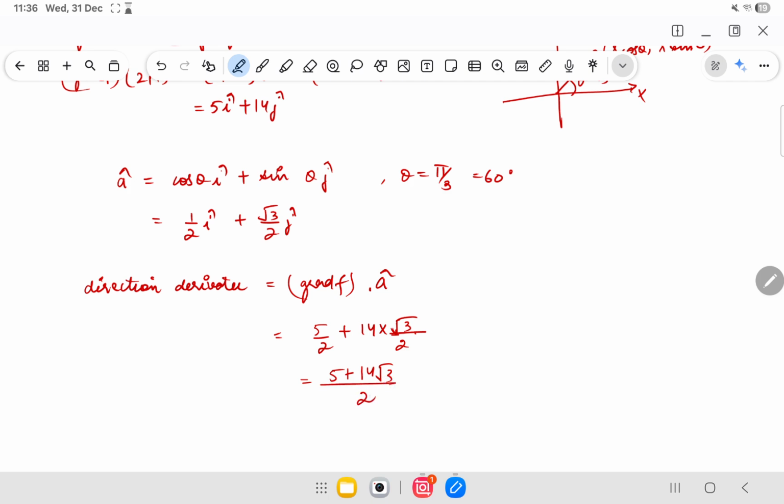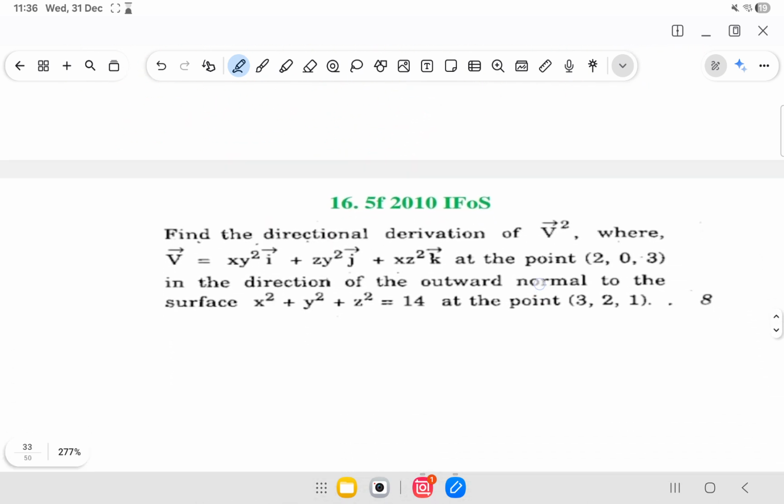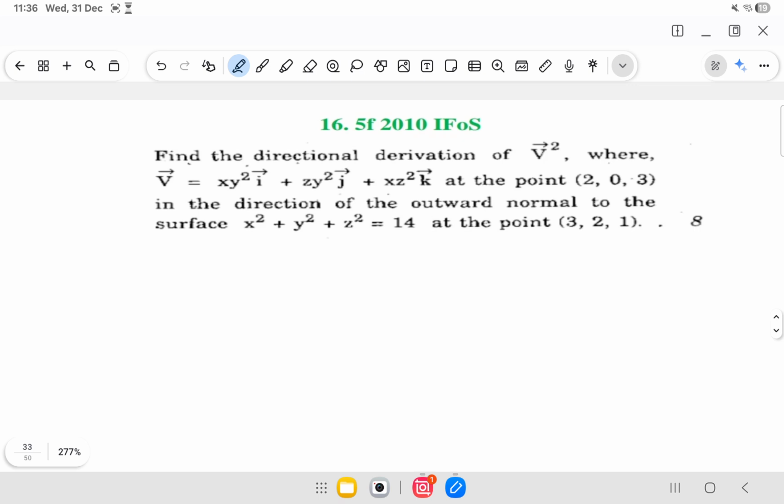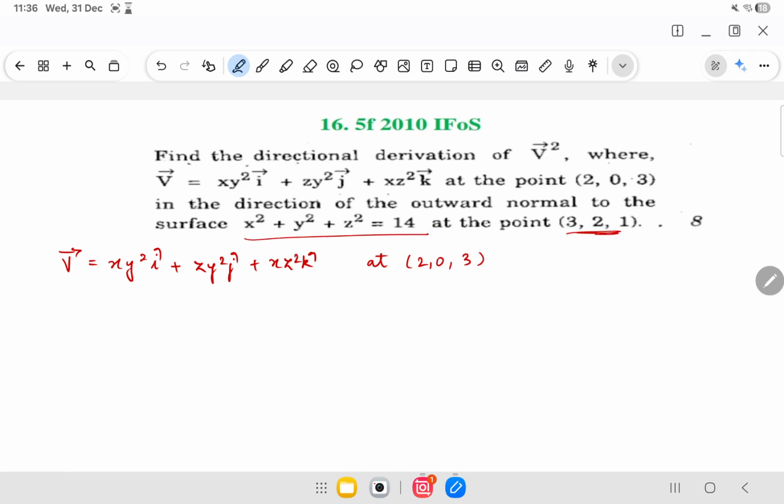Now let's move on to discuss the next question. The next question says: find the directional derivative of v square, where the vector v is given as xy square i cap plus zy square j cap plus xz square k cap, and we are supposed to evaluate the directional derivative at (2, 0, 3), in the direction of the outward normal to this surface at this point.